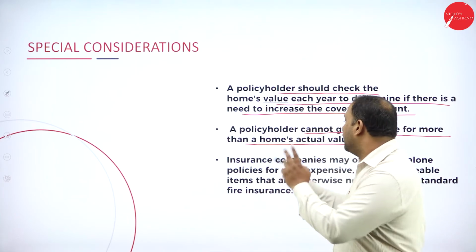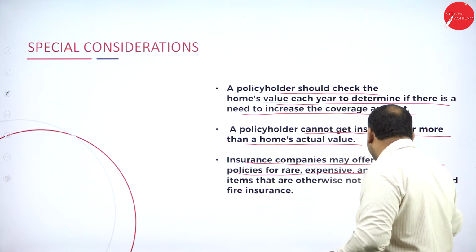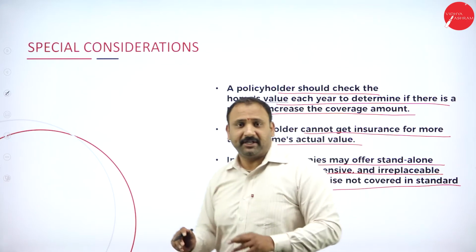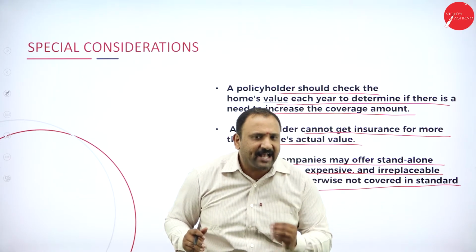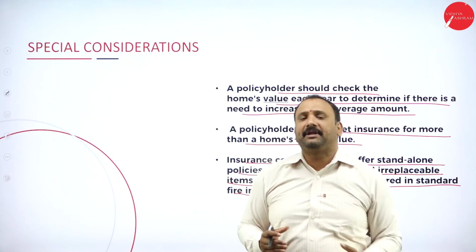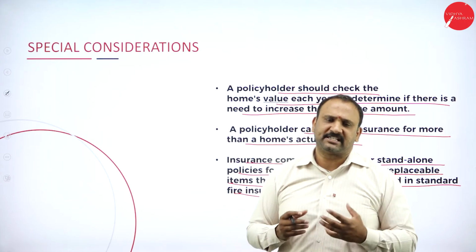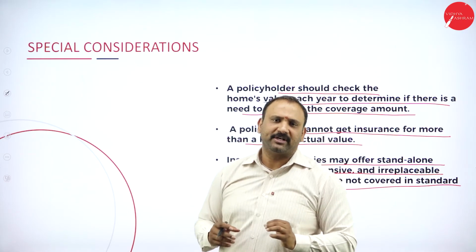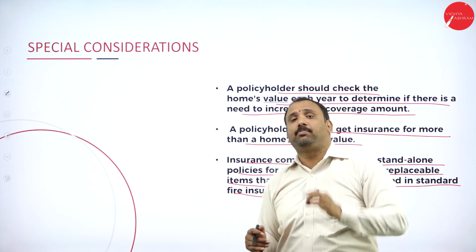This is mandatory. Followed by, the insurance companies may offer standalone policies for rare, expensive and irreplaceable items that are otherwise not covered in standard fire insurance. Now, this is very important. Why? Let's take for example a fire breaking out in a museum where very rare, expensive and irreplaceable items are kept. Then what happens all of a sudden? Where can we go and replace those items? Those are items which are hundreds and thousands of years old. We cannot go back and get those items. They are said to be one of the rarest collections by mankind. So for those kinds of scenarios, fire insurers start creating something called a standalone policy. Now, what is a standalone policy, sir?